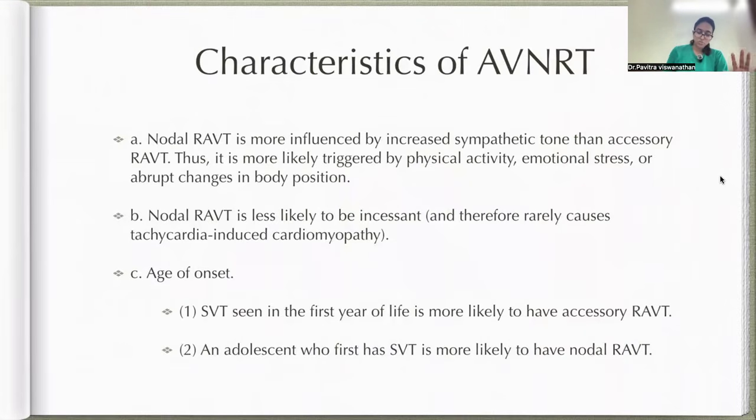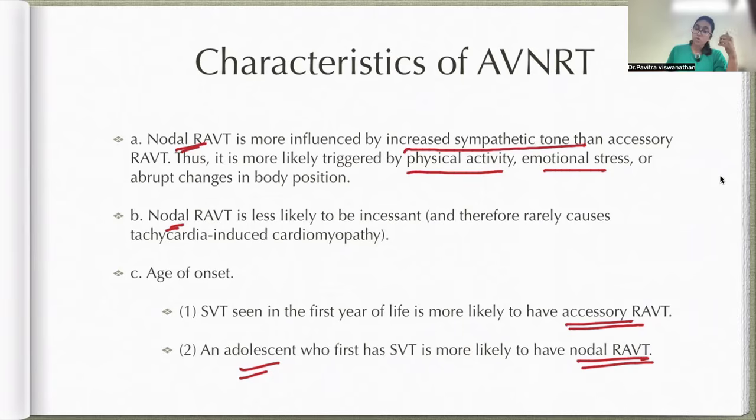Okay, so this is classical of your supraventricular tachycardia. Nodal reentrant tachycardia is more influenced by increased sympathetic tone rather than a separate accessory pathway. So, nodal reentrant is more triggered by physical activity, emotional stress, or abrupt changes in body position. Nodal is also less likely to be incessant, so it will not continue long enough to cause a cardiomyopathy. Generally, the younger the age group, the more prone to accessory pathway induced SVT, whereas an older child is more likely to have nodal reentrant supraventricular tachycardia.